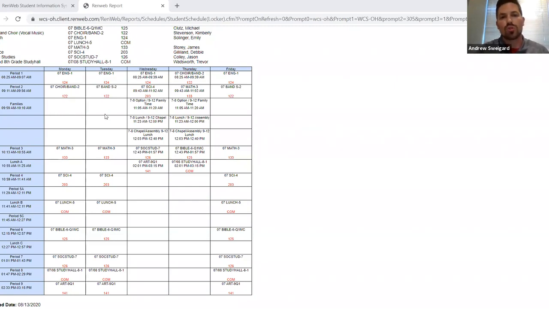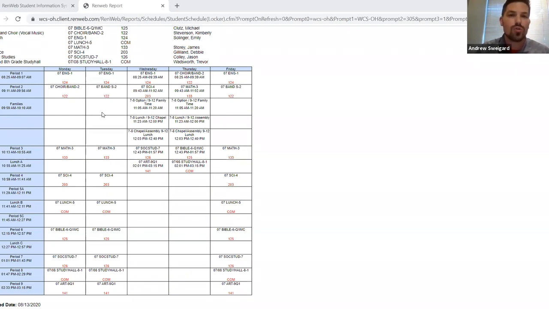By the time school starts, 7th and 8th graders, you will have information in these blocks that will tell you where to go, who your teacher is, and what house you're in. You'll see the house, and then the teacher, and then the room number, and that will be updated in the next couple days. We'll give you a heads up when that's available, and you can look at that.